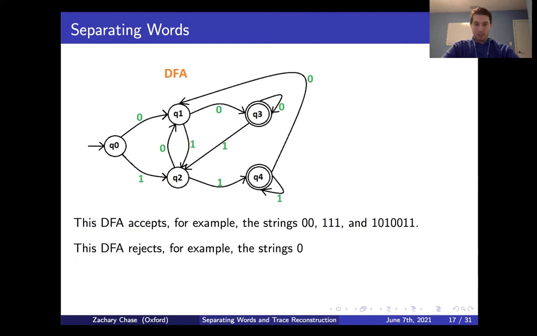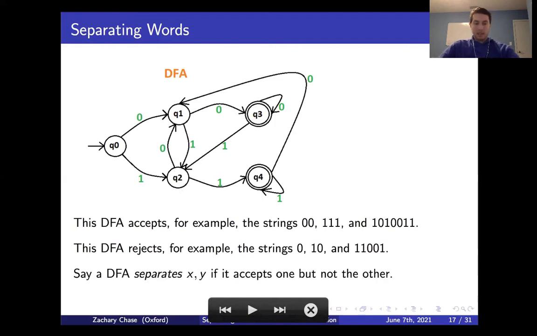And it rejects the string 0 because you end up at Q1, which is not an accept state. It rejects the string 1, 0 because you end up at Q1, which is not an accept state. And 1, 1, 0, 0, 1 ends up at Q2, which is not an accept state.